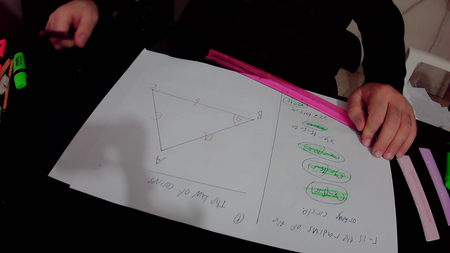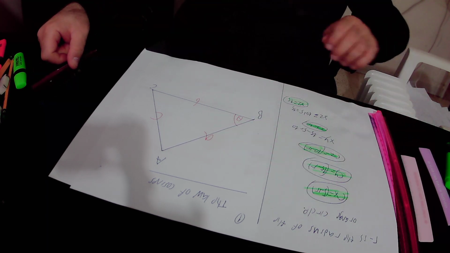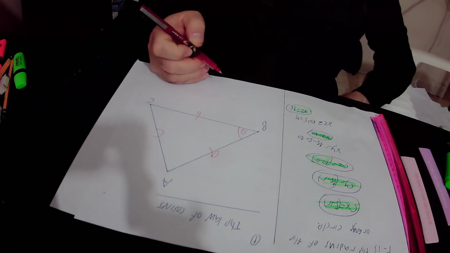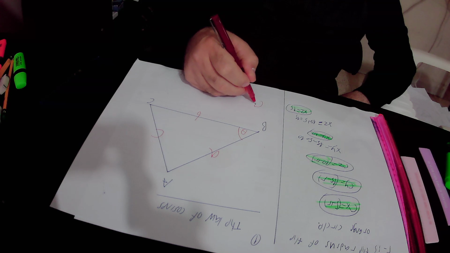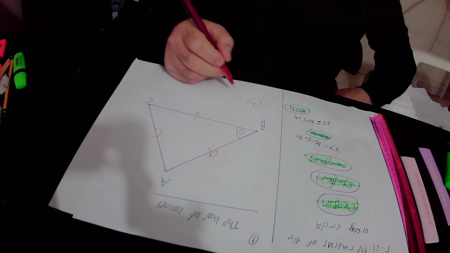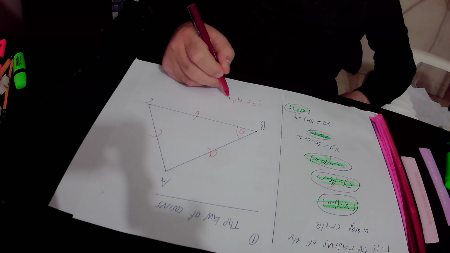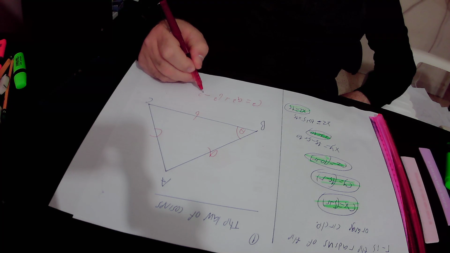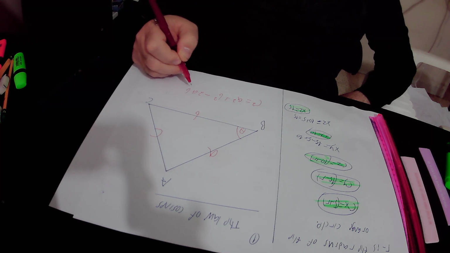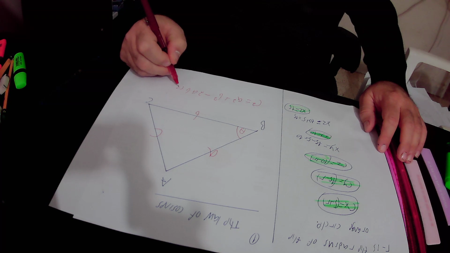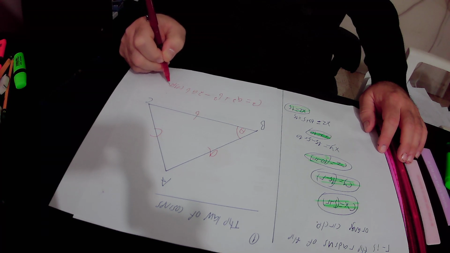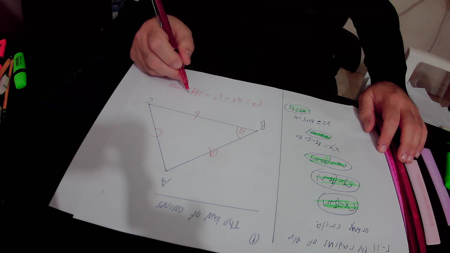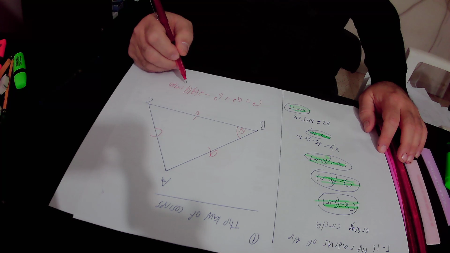Then, according to the law of cosines, C squared is equal to A squared plus B squared minus 2 times A times B times cosine theta. And this equation is true in any triangle.